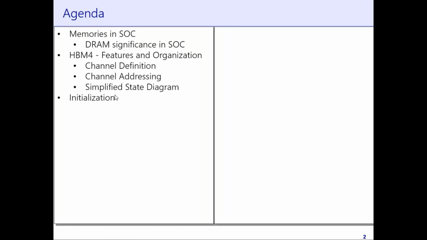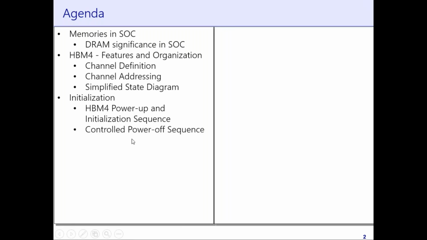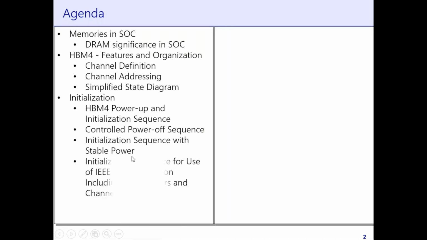And we'll also talk about initialization. As part of the various aspects of initialization, we'll be talking about the HBM4 power up and initialization sequence, the controlled power off sequence, the initialization sequence with stable power, and the initialization sequence for use of IEEE 1500 instruction, including lane repairs and channel disable. So we'll discuss various aspects of the HBM4 initialization.